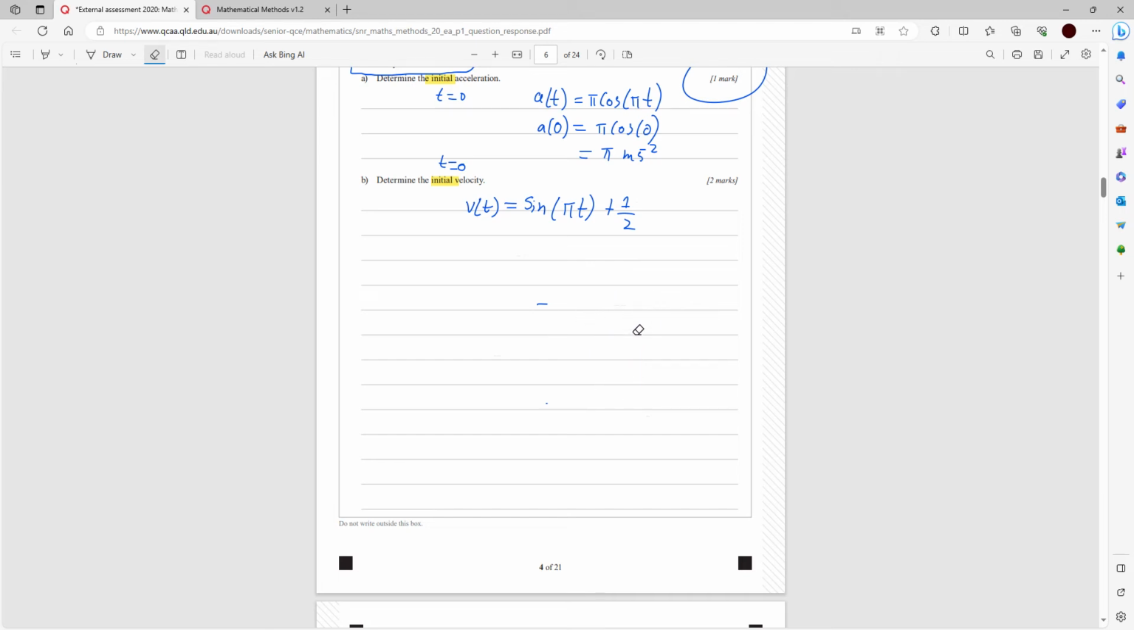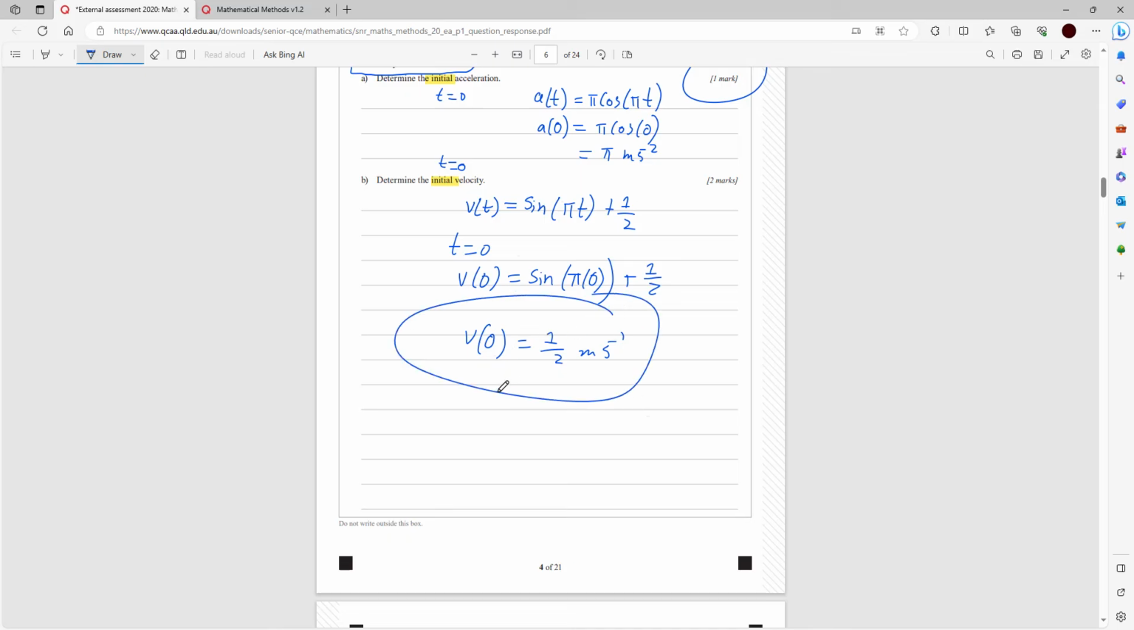Initial velocity, t equals 0. We just sub that into our equation now. So you go, alright, t equals 0. V of 0 is sine of pi times 0 plus a half. So v of 0 is a half meters per second, and that is the initial velocity. Or that's what you should get pretty much. If you get anything else, you've probably made an error somewhere.